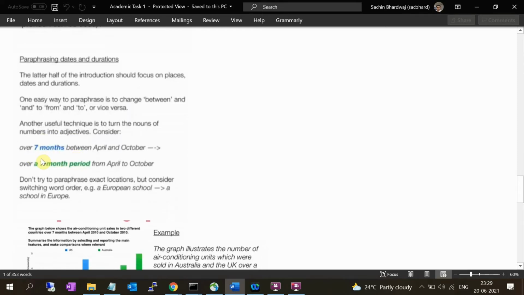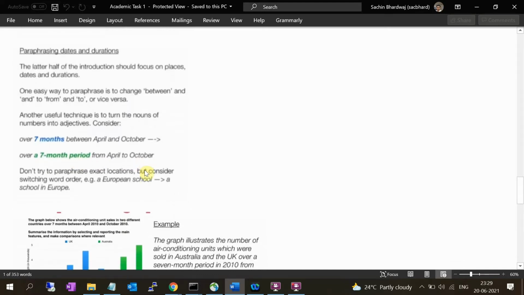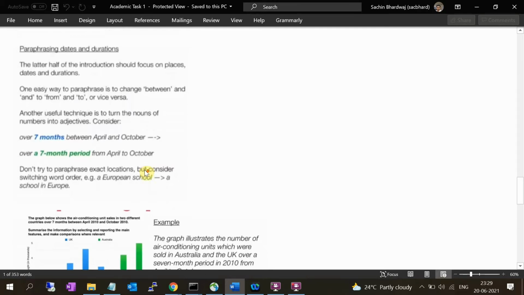Consider this example. Over 7 months between April and October, you can write it this way: over a period of 7 months, or over a 7 month period from April to October. Or you can even write it as over a period of 7 months.